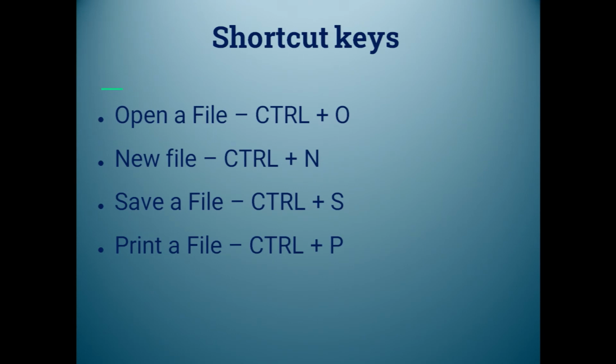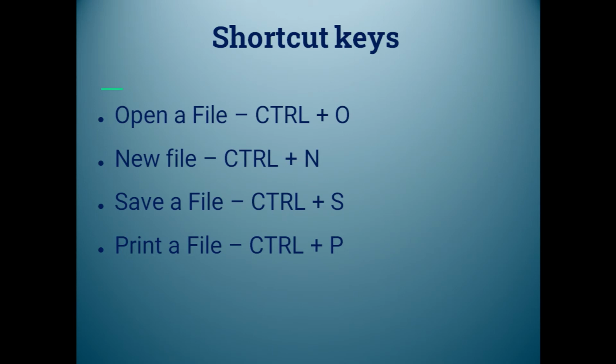Now I will discuss some of the shortcut keys. For opening a file, as I have discussed, if you keep your cursor near those options, you will be able to see the shortcut keys. For opening a file, you can use Control key plus O key. You have to press both these keys together, then I will get the open dialog box. You can also use menus for getting the options, but if you know the shortcut keys, you can do the work faster.